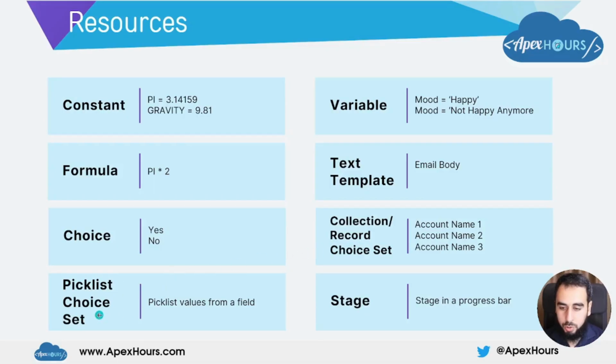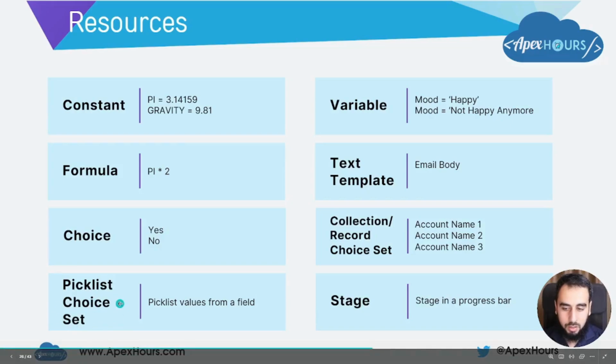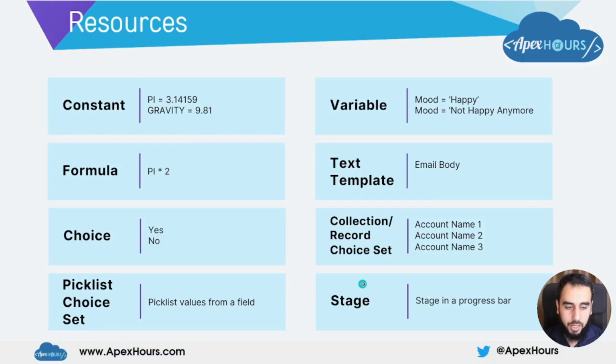We have a picklist choice set resource, and this is basically the picklist values. You say from that object, this is the picklist field, and I need the values of that picklist in here. You use it where you add a picklist component on a screen, and you need the values of that picklist to be the same values as the picklist of the object, and it remains in sync. So if you add a new value to the picklist at the object level, it gets automatically added to the picklist choice set.